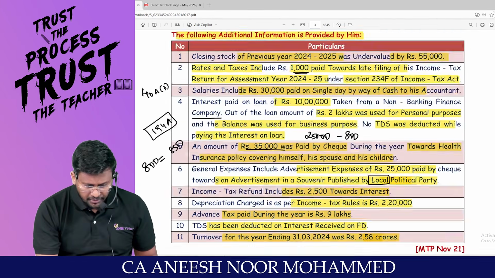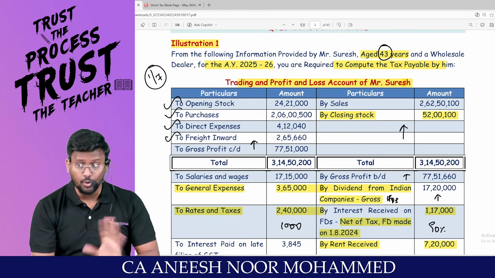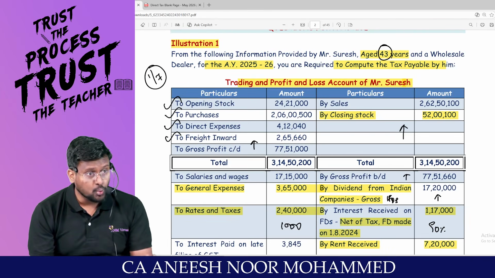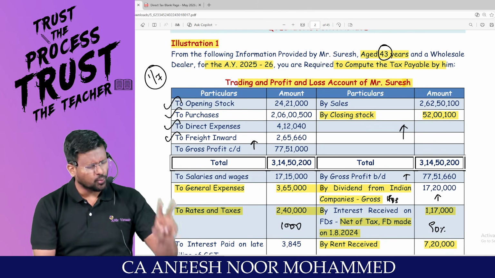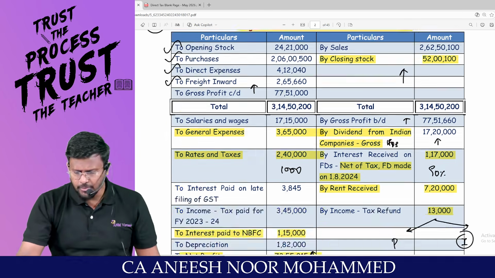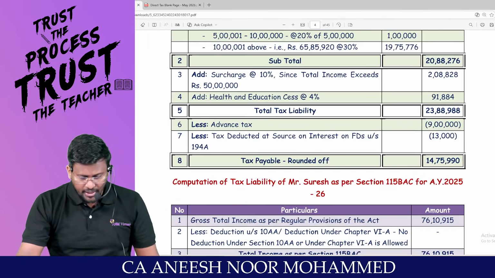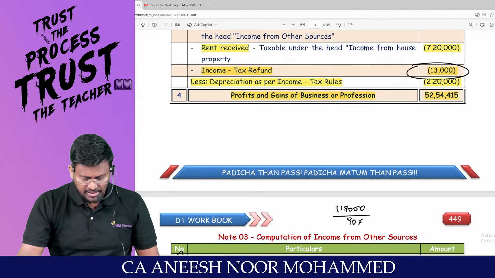They want to calculate the what payable? Tax payable. They have not mentioned whether to calculate on optional tax regime or default tax regime. That means we have to calculate in both tax regimes. Always first do the optional tax regime. Then only I can claim the Chapter VI-A deduction. Less: Chapter VI-A deduction.